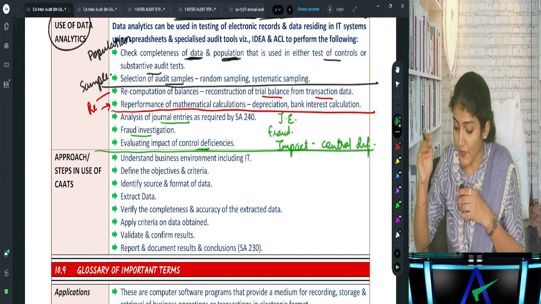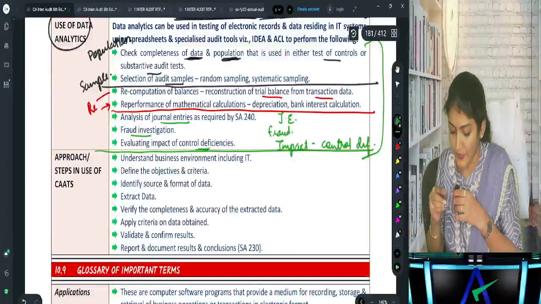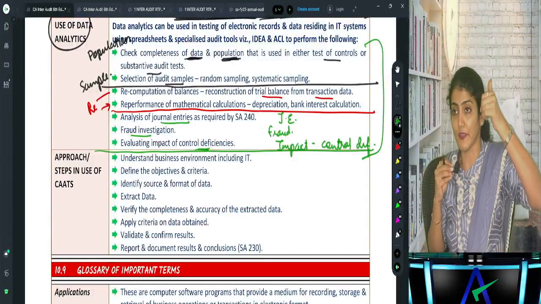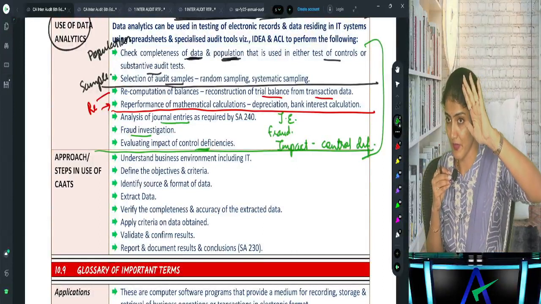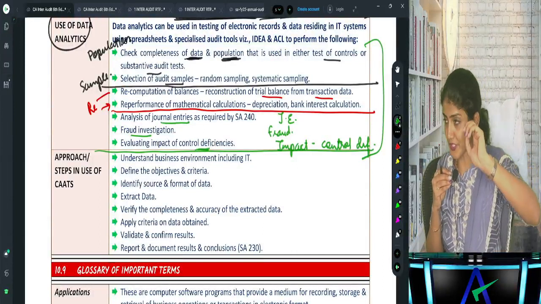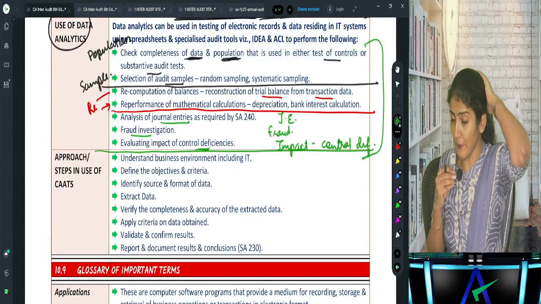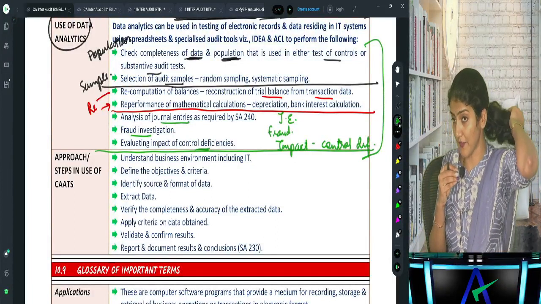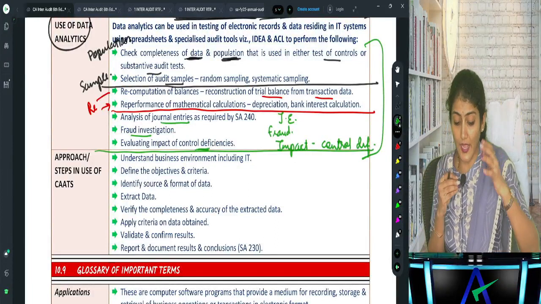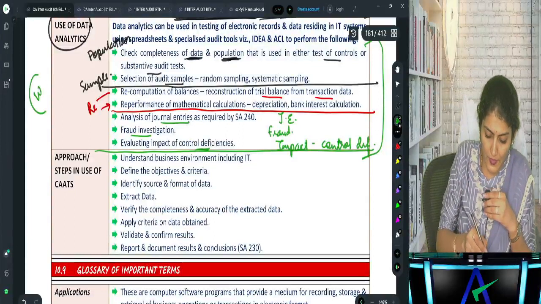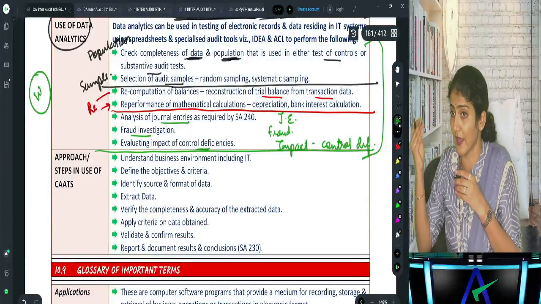So, uses of the CATs. Only these 7 uses of CATs you are supposed to write in the exam: population, sample, recomputation, reperformance, then the analysis of the journal entry, fraud investigation, and evaluating the impact of the control deficiencies.